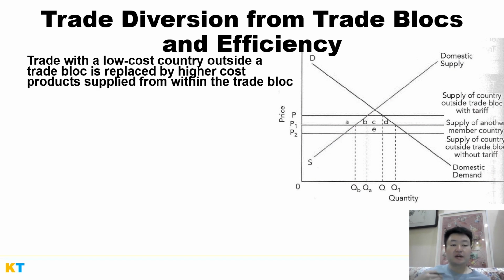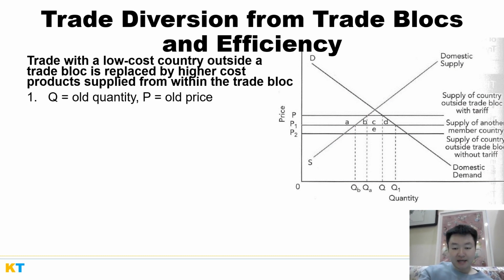So trade with a low-cost country outside a trade bloc is replaced by a higher cost product that's supplied from within the trade bloc. So what does that mean? So originally we operated at Q, right here, and we're working with the supply of the country outside the trade bloc with tariff.